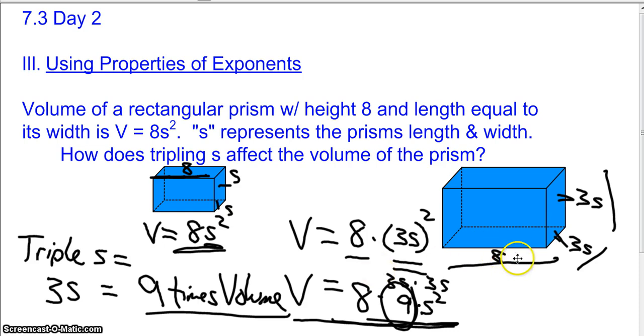What if I increased every single side by 3? How much greater would the volume have been? What is 3 times 3 times 3? 27 times. Good. So if every side was tripled, we would have a rectangular prism 27 times as big as the original, because every dimension is a factor in this formula.